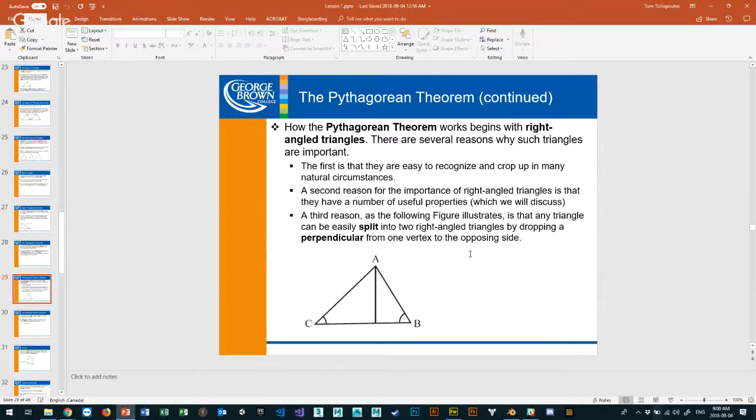We want to make a perpendicular line that splits the shape into two triangles, and now we have two triangles that are right angled. From there, if I know the length of the perpendicular line, I can pretty much figure out the length of the other sides, like this side right here. Again, we do need, as a dependency, a right angled triangle to use the Pythagorean theorem.